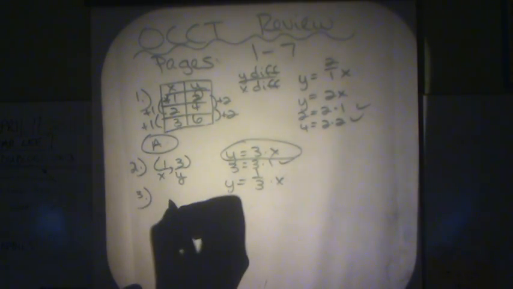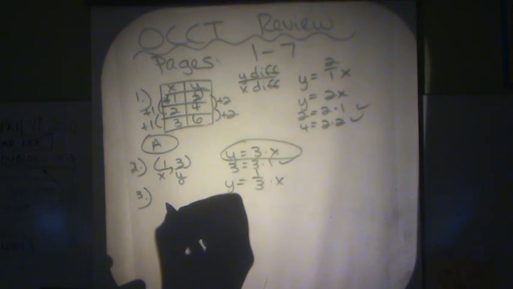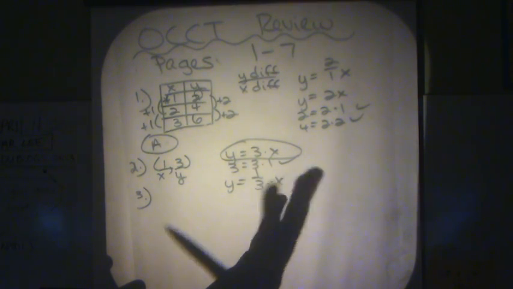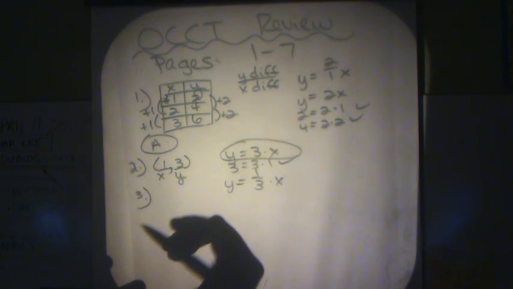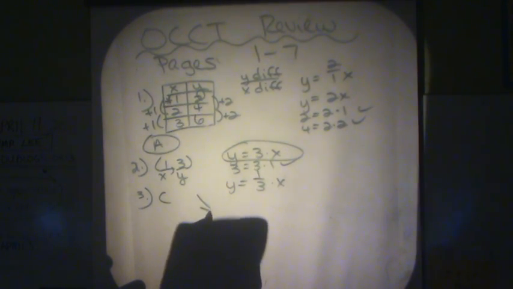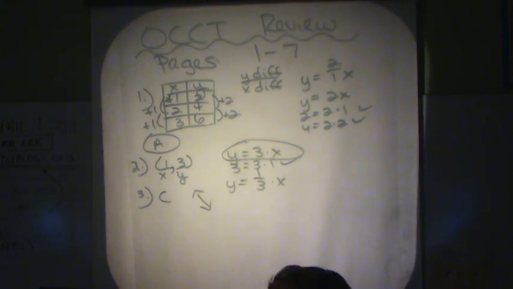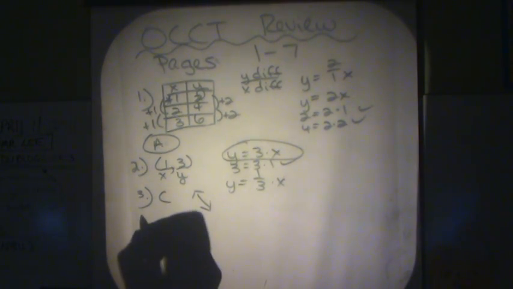Number 3. What graph shows a negative rate of change? Well, I just talked about this. All the other ones are going up to the right, and the one that's going down on the right is C. Negative goes this way, goes down. Remember how I talked about you wouldn't want your stock going down.